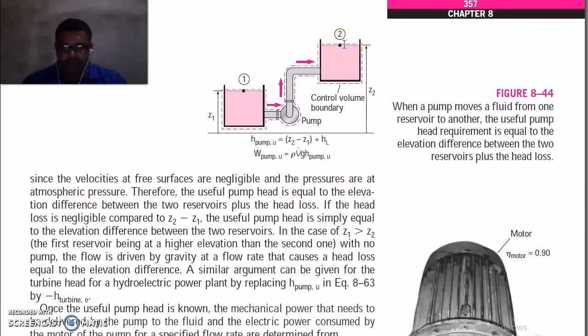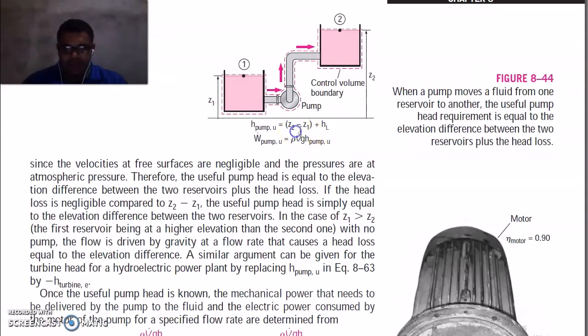Therefore, useful pump head is equal to the elevation difference between the two reservoirs plus the head loss. So this is your elevation difference plus head loss. This is your total head which the pump has to raise. If the head loss is negligible compared to this value, you can neglect this term. Then the pump head is simply equal to the elevation difference, which is Z2 minus Z1.